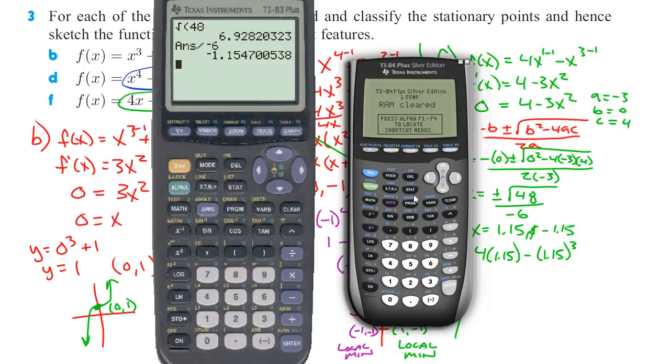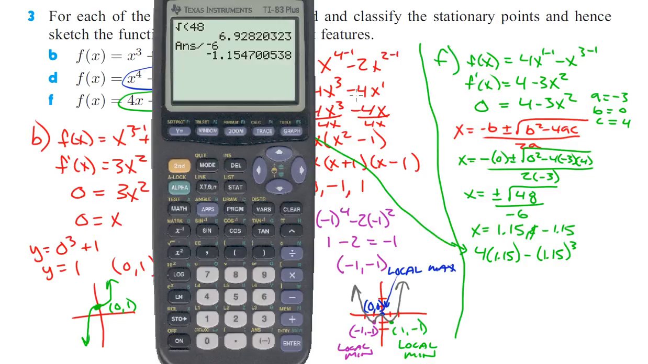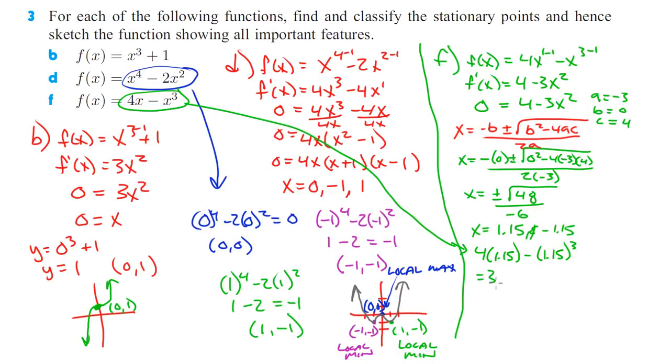All right, so let's see. That's not what I wanted. Sorry, let's see. All right, 4 times 1.15 minus 1.15 cubed gives us 3.079, so let's go with 3.08, right?